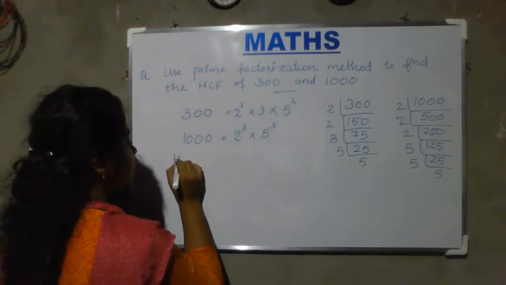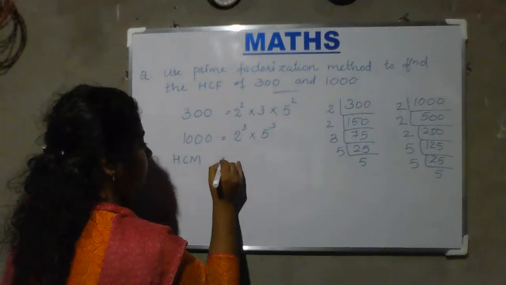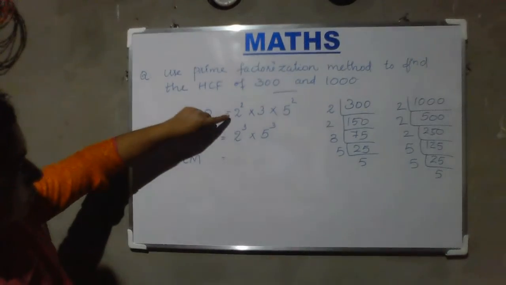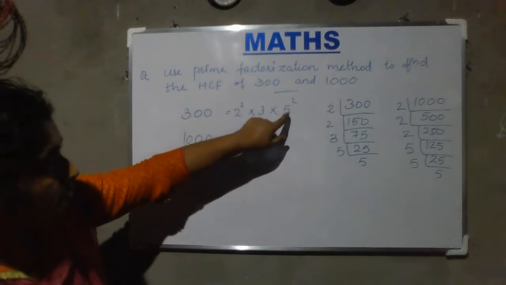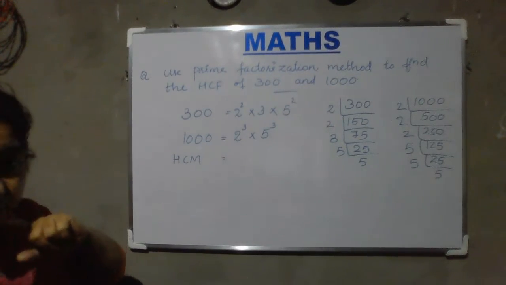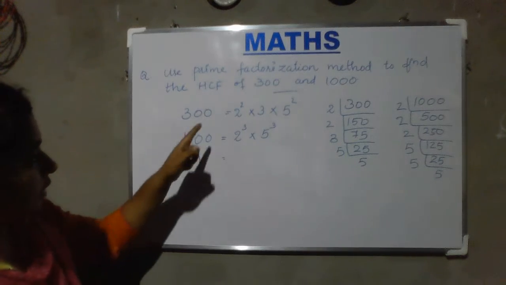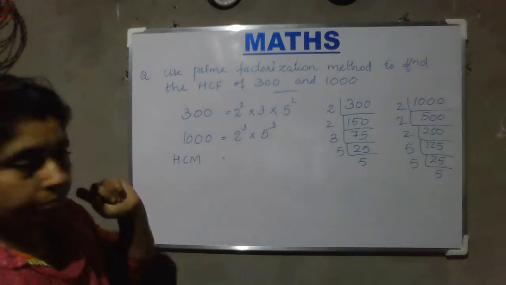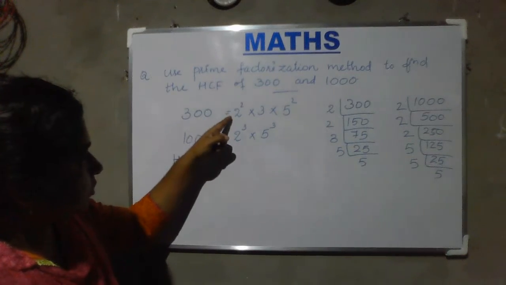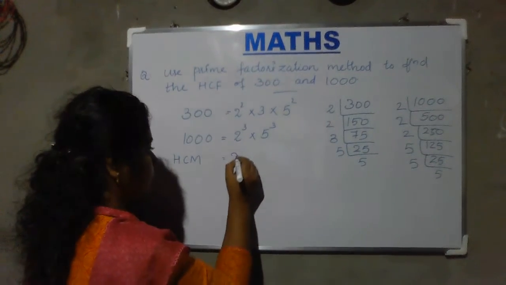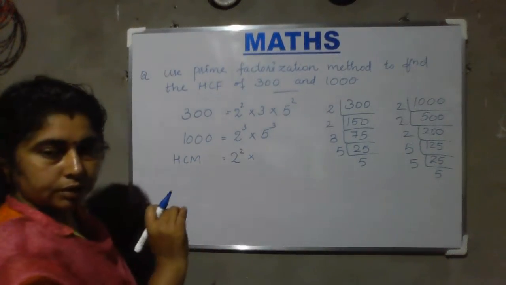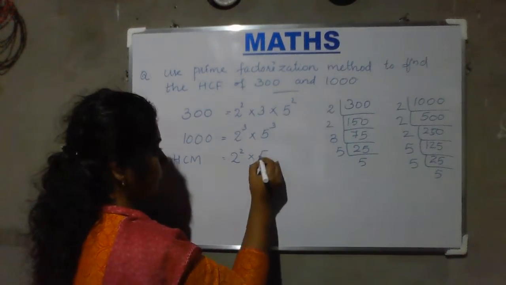Then to find the HCF, how will you find the HCF? Which are the common factors? Common factors are 2 and 5. 2 and 5 are the common factors of 300 and 1000. Then take its least power. Then 2 into its least power is 2 raised to 2. Then 5 square and 5 raised to 3, its least power is 5 square.